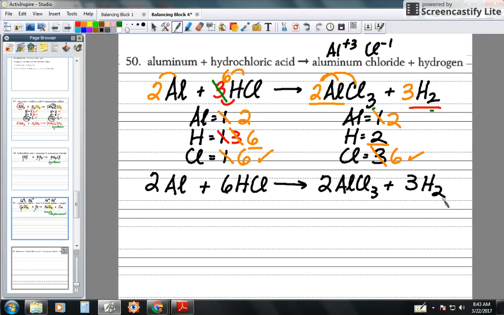It's pretty obvious here that this is a single displacement reaction. And this reaction gives a comment about the relative strength of aluminum versus hydrogen, because aluminum has the ability of knocking off the hydrogen from the hydrogen chloride or the hydrochloric acid.